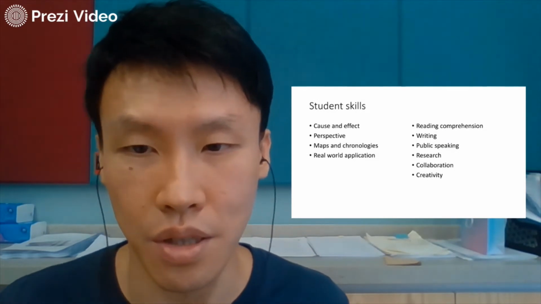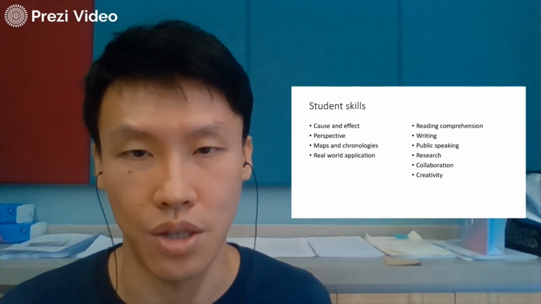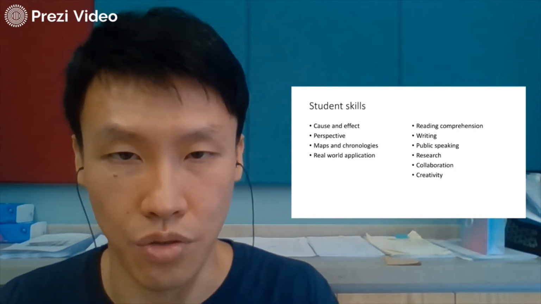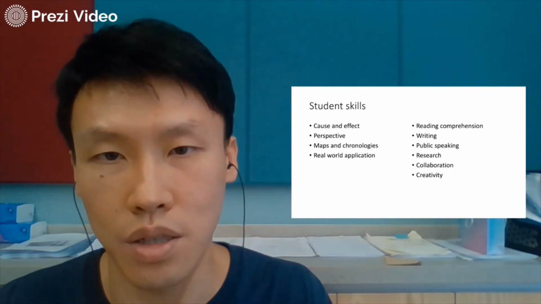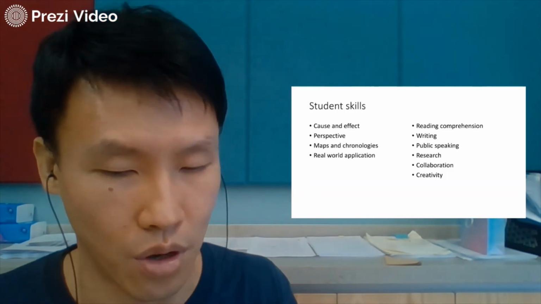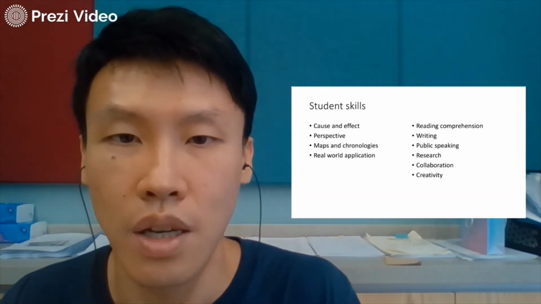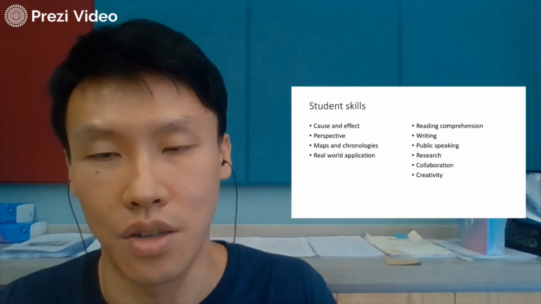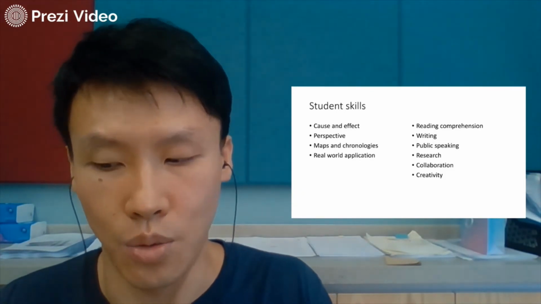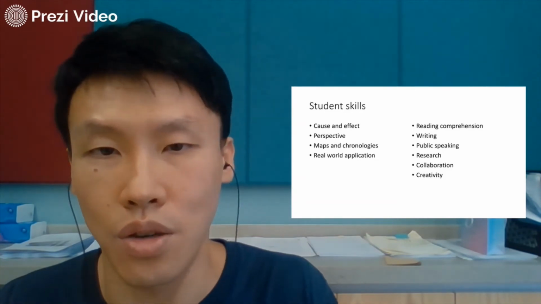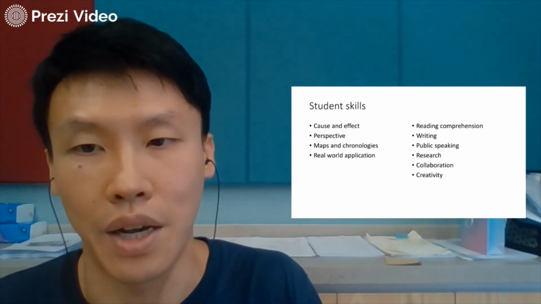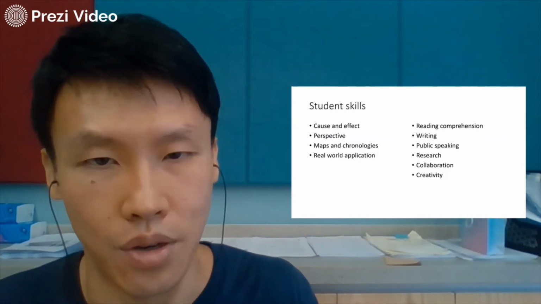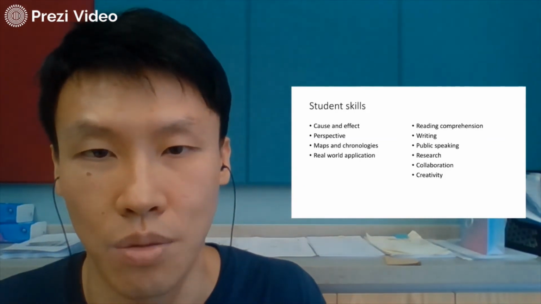So here are some of the skills that my students will need in order to achieve the standards. And I've broken the skills into 2 different groups. The first group is for acquiring knowledge and information. So they're going to need to practice their cause and effect understanding, understanding perspective. We'll not only look at Roman history through the eyes of the Romans, but also through the eyes of other groups during that time period, specifically the Germanic tribes.